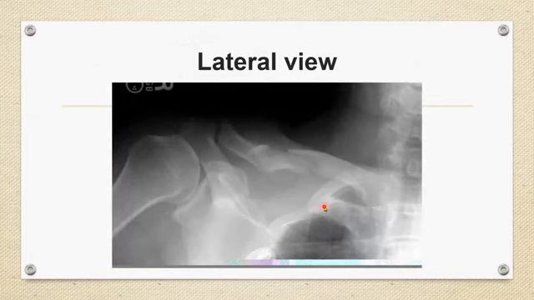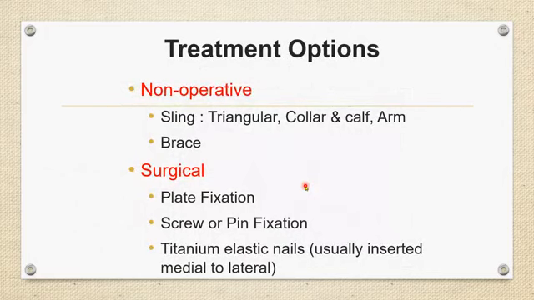Regarding the lateral view, you can see that there is also a fracture at the junction of the medial two-thirds and lateral one-third, and it is also displaced, but here the degree of displacement is not so well visualized in the lateral view. So these two views are very important for clavicle fracture.